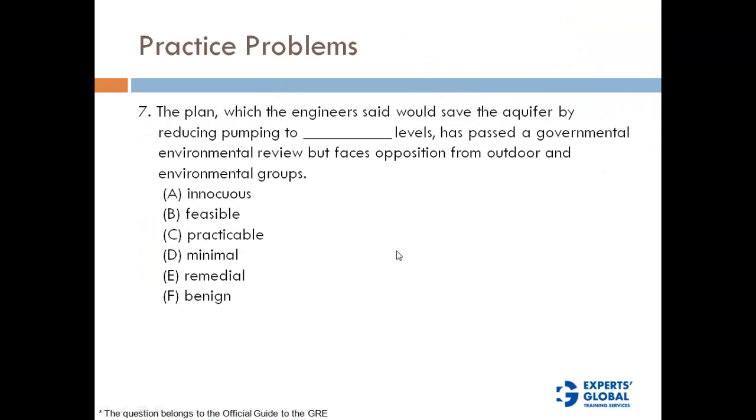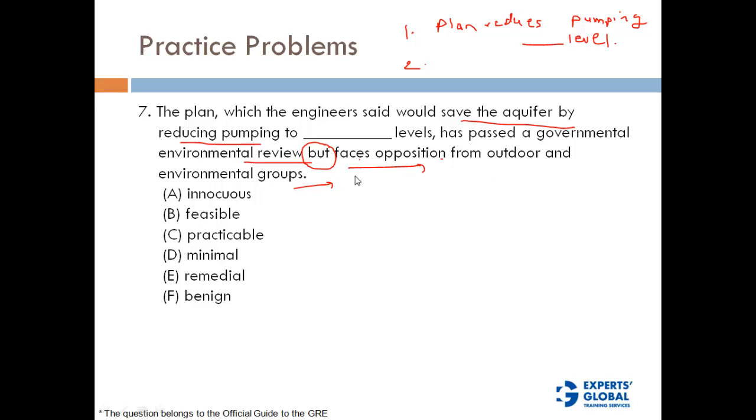Let's look at this one. Okay, what are the ideas? First idea is there is a plan, and engineers say that that plan would save the aquifer by reducing pumping to dash levels. So the plan reduces pumping to dash level. That is the first idea. It has passed a government environmental review. Okay, so it has received a government review, but the second idea is starting now, and that is opposite. But the plan faces opposition from outdoor and environmental groups, so it still has opposition.